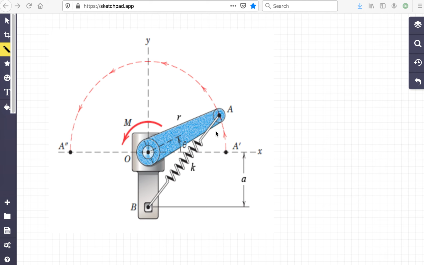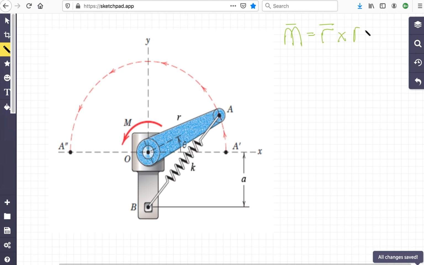what we need to do to solve this. We want to apply the moment to this armature, and this armature is attached to this frame OB and this spring AB. So we know right now that we have M vector is equal to the R vector cross with the force vector. So we start with that general equation.